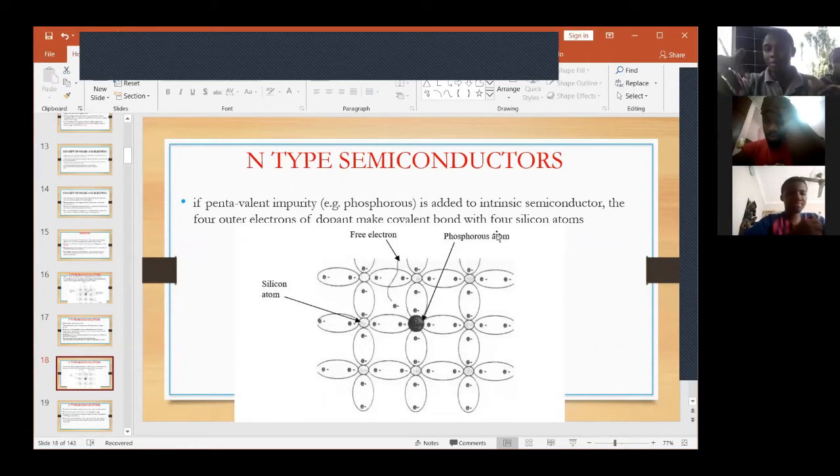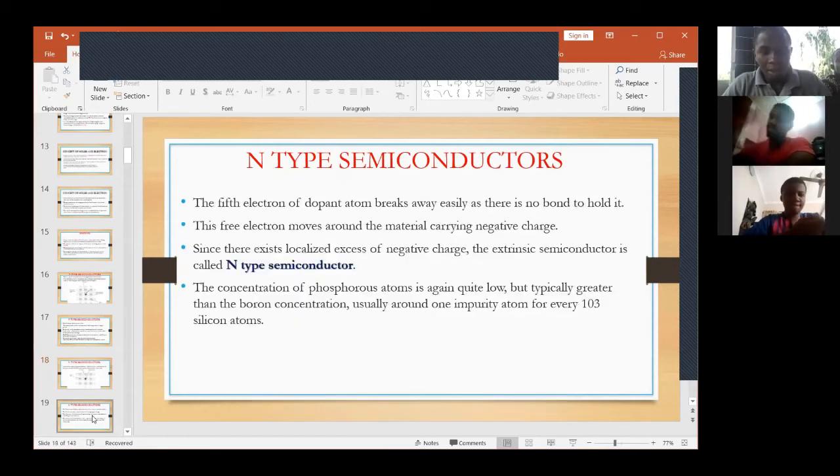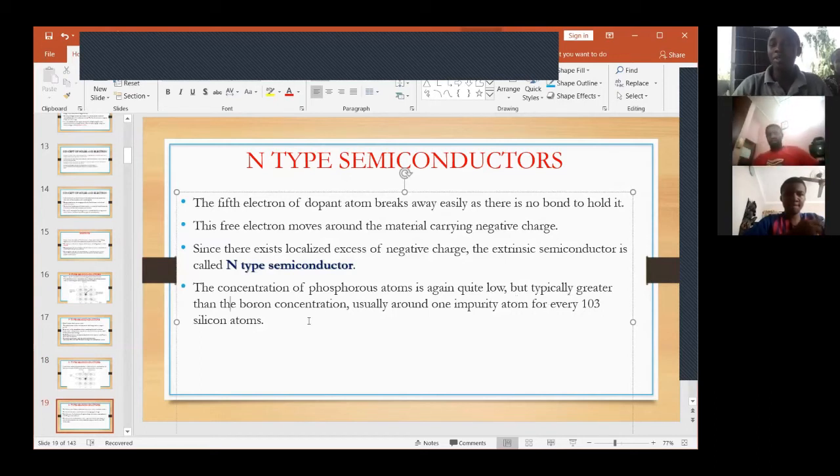So what you form is an N-type. That one is in excess of electrons. But the problem is that the electrons from the N-type cannot just come to the P-type because of that gate effect of PN junctions that I explained before. Also, the concentration of phosphorus atoms is again quite low, typically greater than that of boron, because boron needs 1 to 10^6. It needs 1 to 10^3 atoms. So that's how they form the N-type.